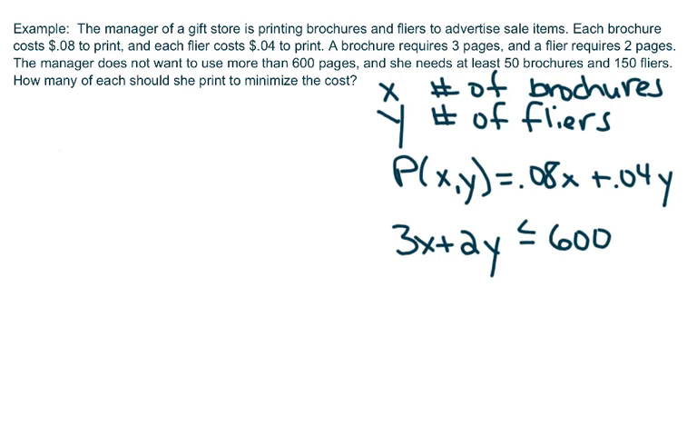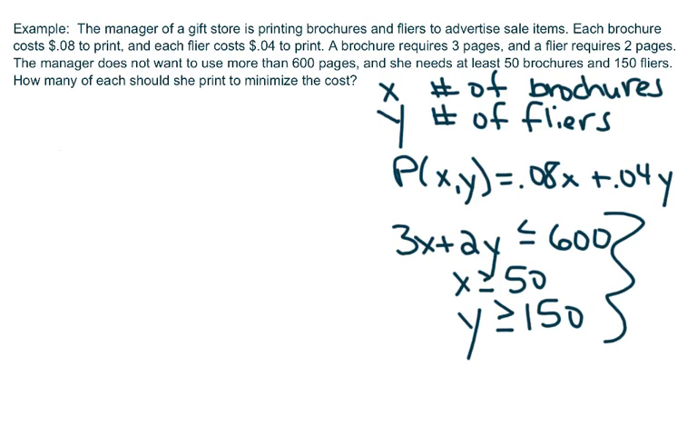The other thing is we need at least 50 brochures. That means the number of brochures has to be greater than or equal to 50. And we need at least 150 flyers. That means y has to be greater than or equal to 150. So we have 3 inequalities that we're going to graph.